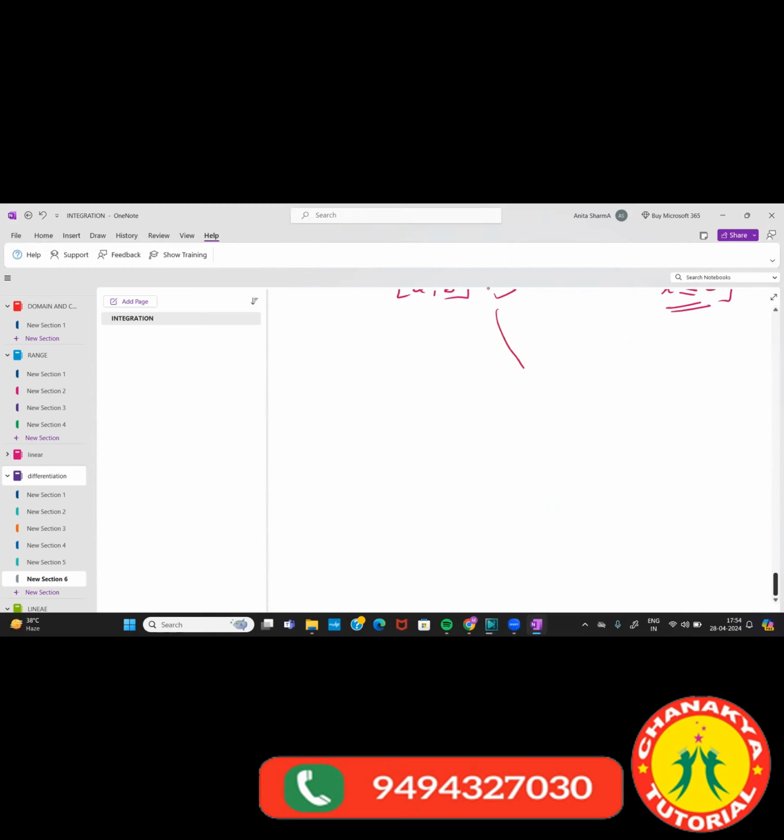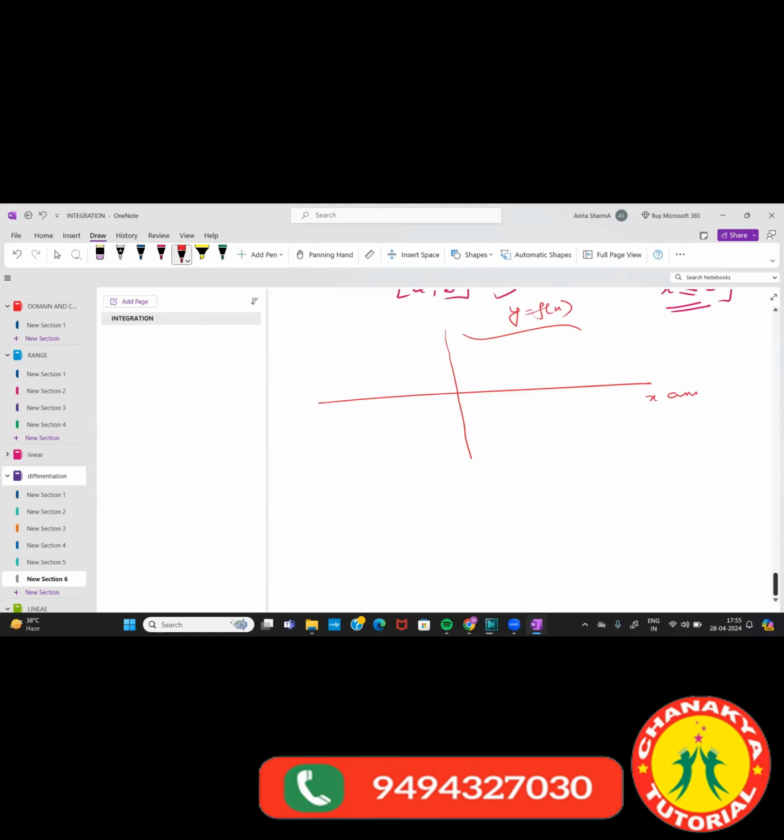So let's suppose this is the curve, y is equal to f(x). Okay. This is your x-axis. This is your y-axis. And ordinates are given, a to b. Suppose this is point A and this is point B. So your region will be this shaded region.